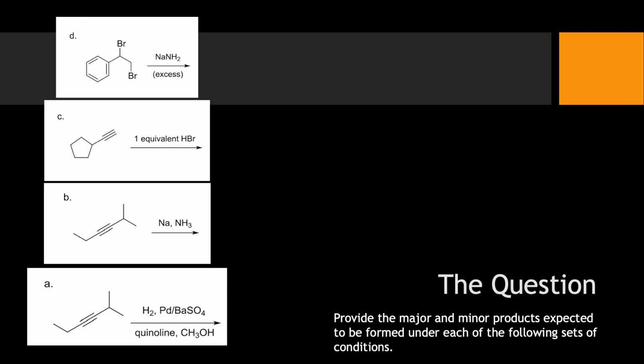These are the questions. The question reads, provide the major and minor products expected to be formed under each of the following sets of conditions. You can see the sets of conditions to the left.